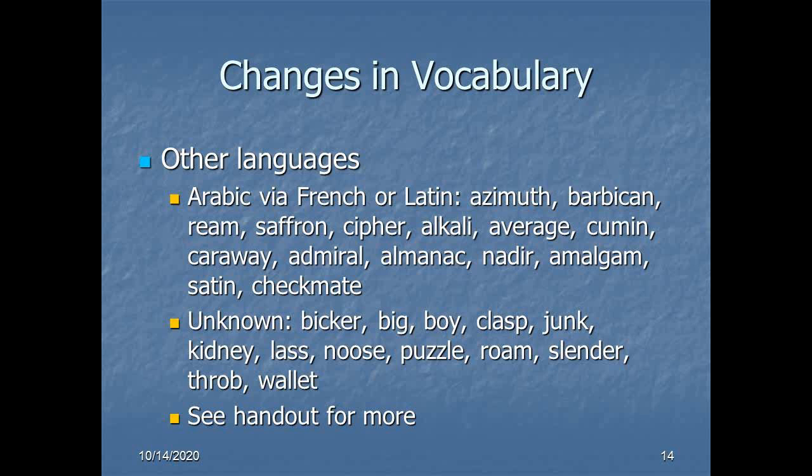Another item of interest that I wanted to just touch upon in this little talk is the number of words whose origins we don't know, the number of everyday words that we just don't know where they came from. Words like bicker, boy, clasp, junk, kidney, lass, noose, puzzle, roam, slender, throb, wallet. These are all everyday words, and we just don't know where they came from.